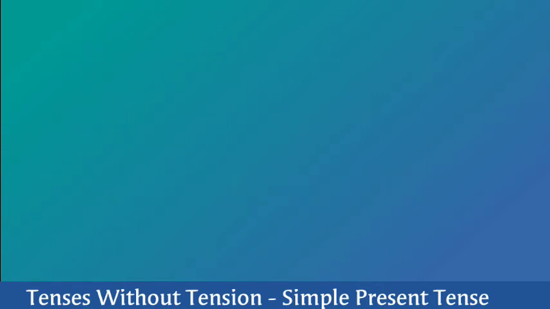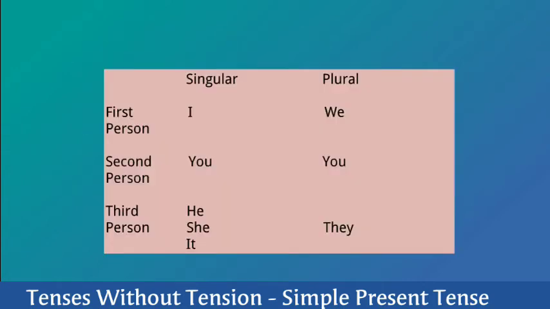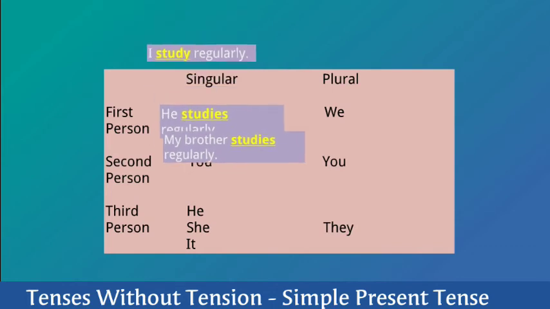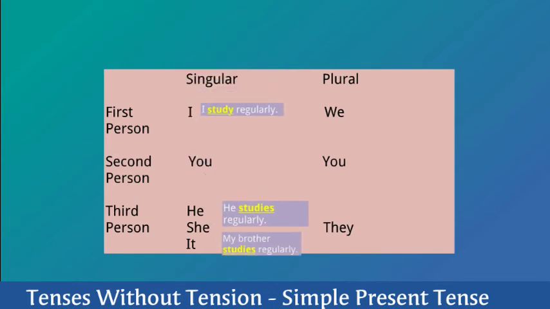Let's understand this with this table. You have already studied this table at school. In this table, you can see he, she and it are called third person singular subjects. And we add s or es with these subjects. Let's put these sentences in the table. We have put the first sentence in the cell that belongs to the first person singular and second and third sentences in the cell that belongs to he, she, it, that is the third person singular.